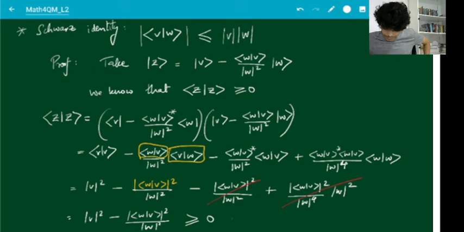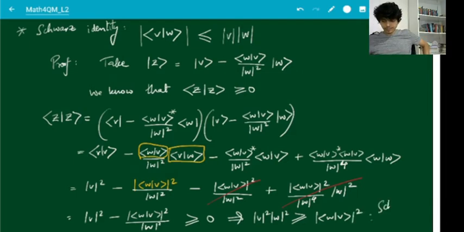So then you can just rearrange the terms and you will see that mod v squared mod w squared is greater than or equal to mod of w v squared. So this is the Schwartz identity if you take the square root. If you work through this proof by yourself, it will give you some practice in how to deal with inner products of bras and kets.